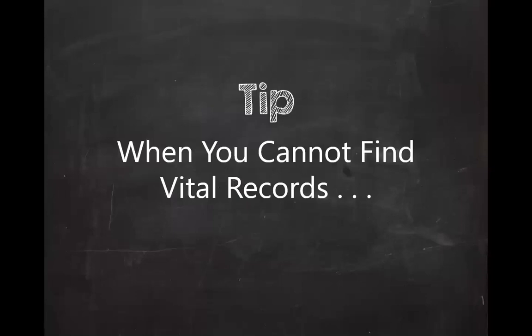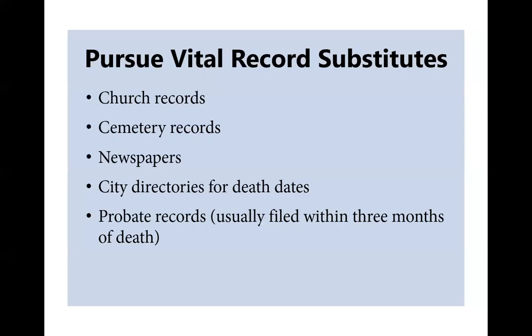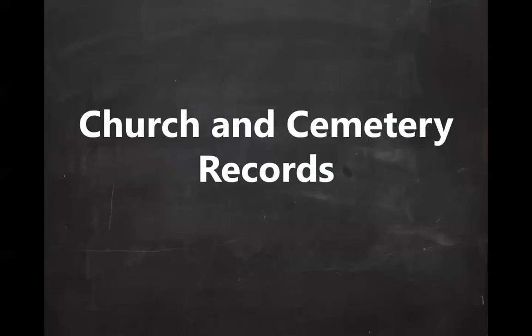So what do you do if you can't find the record? Well, you need to pursue vital record substitutes, and those include church records, cemetery records, newspapers, city directories. City directories are just a gold mine of great information, and they often have death dates for people who died in the town. And probate records are also a good vital record substitute. So let's go on to church and cemetery records.